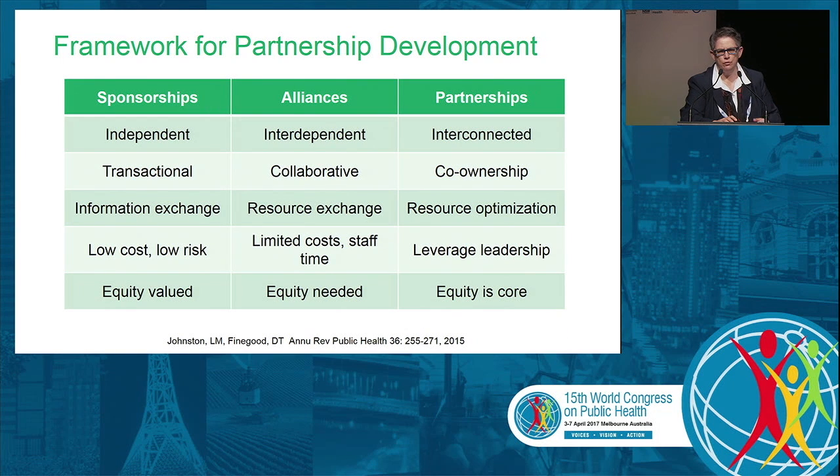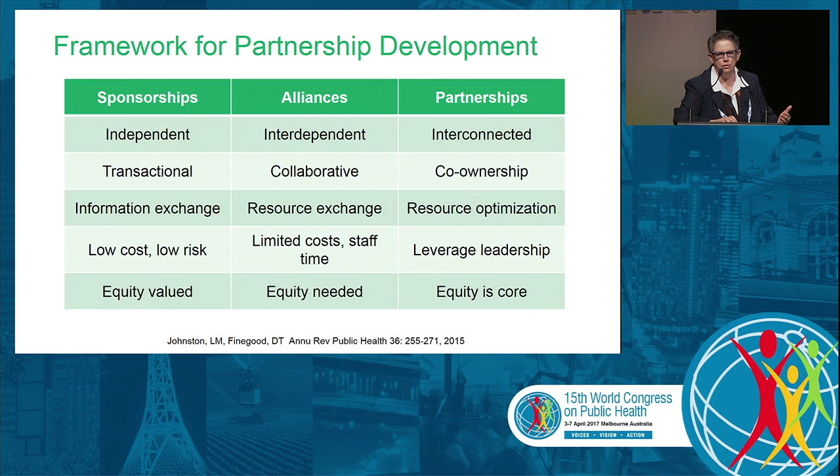I like this framework for partnership development because we talk about partnerships a lot, and we don't often articulate the distinction between things like sponsorship. Some people talk about those as partnerships, which tend to make the organizations relatively independent, and the relationship tends to be transactional.